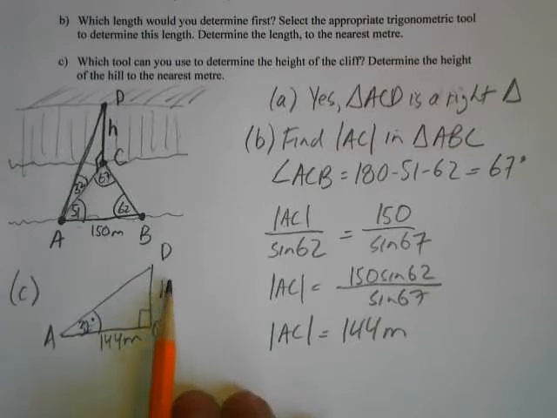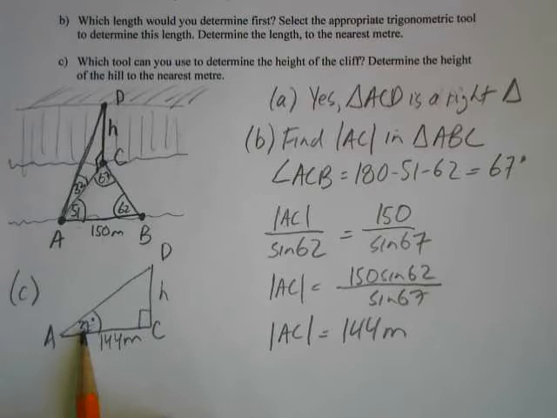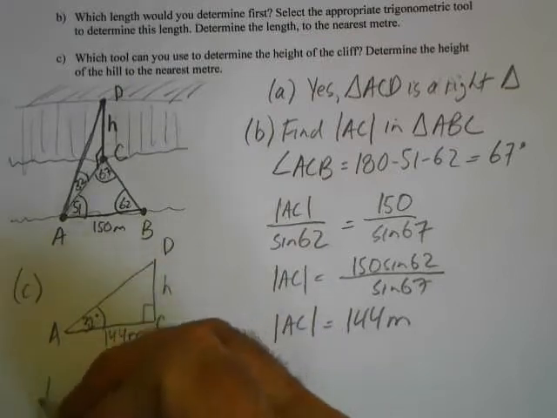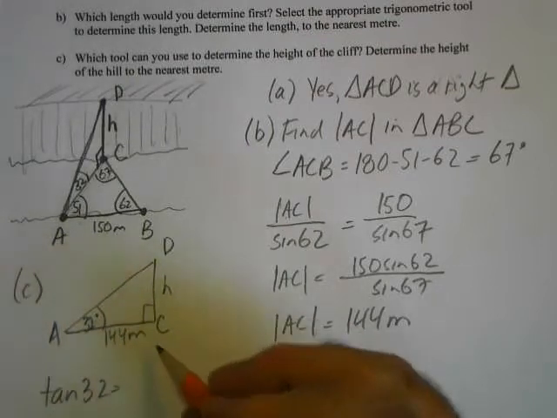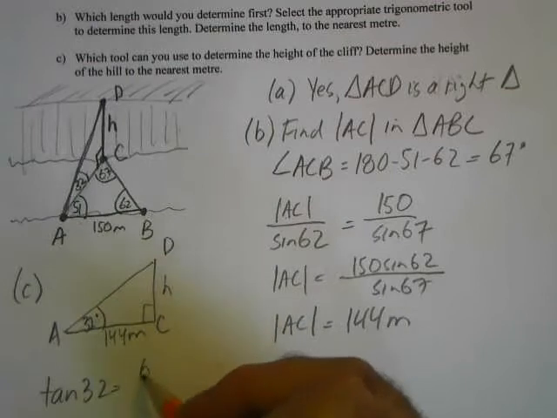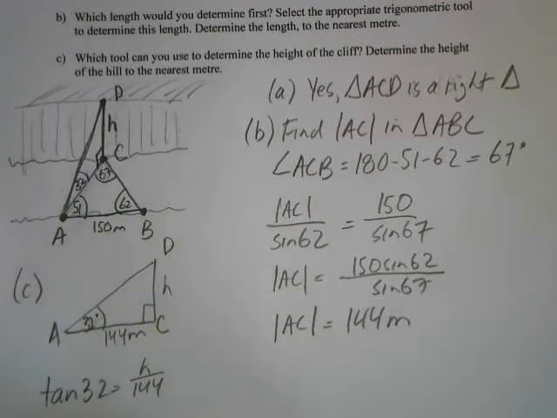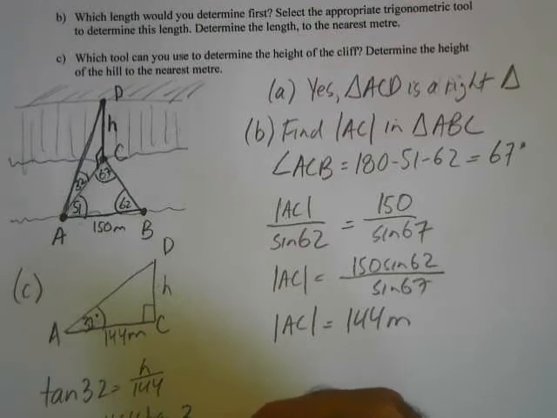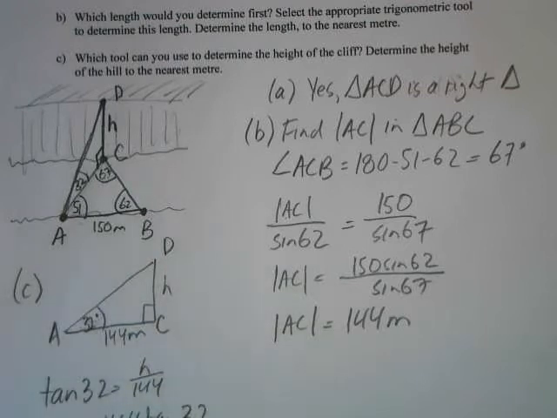Well, the height, or the H, is the opposite based on the reference angle 32, and this is my adjacent side, so I'm going to be using tan. So tan of 32 is equal to opposite, which is H over 144. So H is equal to, multiply both sides by 144, 144 tan 32, and that's equal to, if I round to the nearest meter, 90 meters. Okay, and that's what we were looking for.